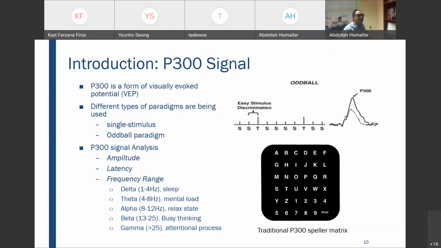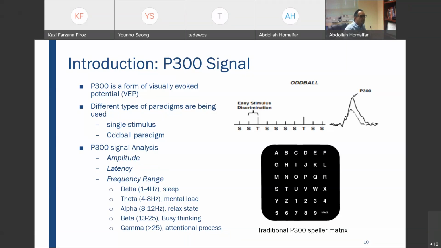Different types of paradigms can be used in P300. That's the single stimulus, that can be the oddball paradigm. In the oddball single stimulus, one signal is shown to the participant, and then the ERP is measured, and we see the characteristics of the P300 signal. That is, after 300 milliseconds of the signal, whether it bears any special characteristics like amplitude, latency, or if we look from the frequency range, we can also analyze that.